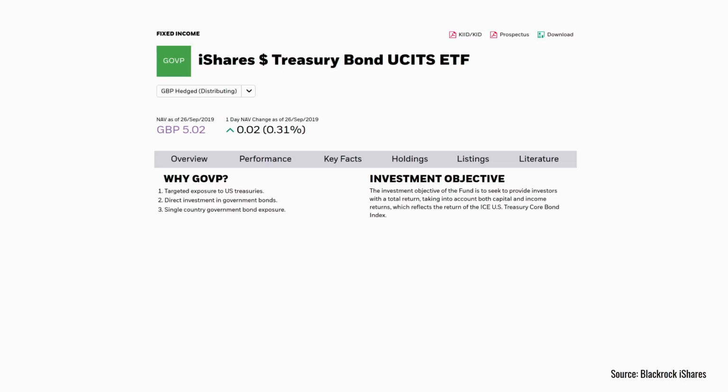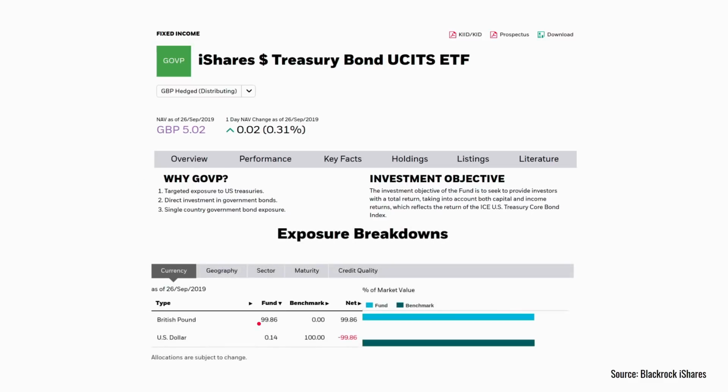Here's an example of a currency hedged fund. It's managed by iShares and it's buying US Treasuries. But as you can see here, it's sterling hedged. So the fund provides you with targeted exposure to US Treasuries. But if we look at the currency exposures, you can see that it's all exposed to sterling, with almost no exposure to the US dollar, whereas the benchmark which it's tracking has no exposure to sterling and 100% exposure to the US dollar. And what that shows us is that the hedge is doing its job. It's removing that currency risk.